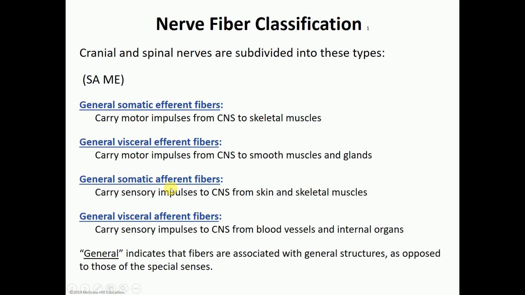General somatic afferent. Afferent means sensory. Those carry sensory impulses from the skin and skeletal muscles towards your CNS. General visceral afferent. These are sensory fibers carrying sensory information from the viscera, the blood vessels, and the internal organs towards your CNS.